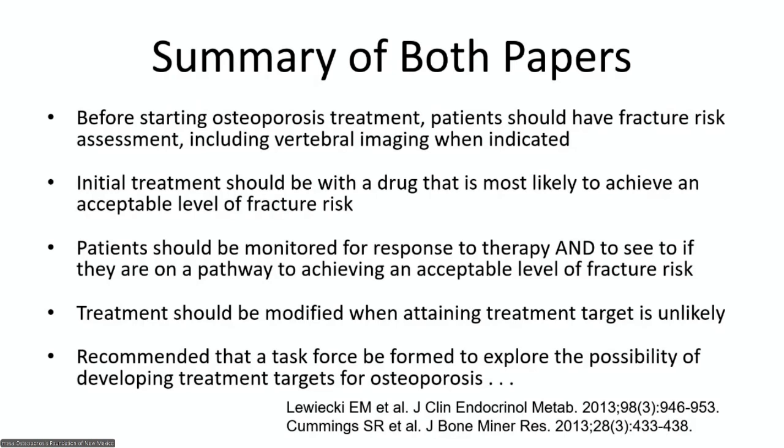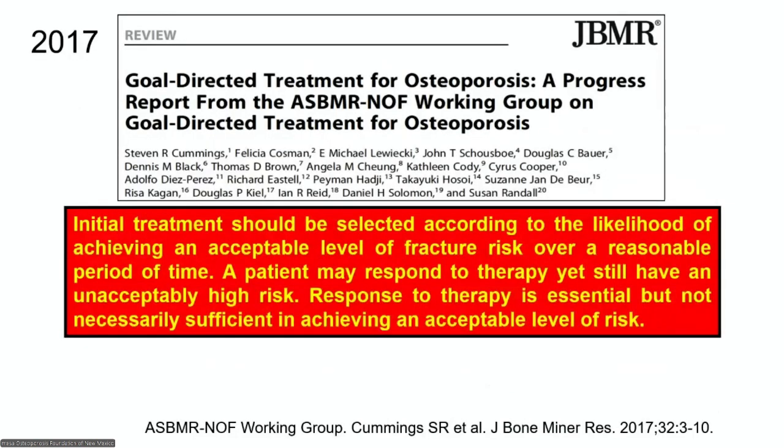And both of these publications recommended that a task force be formed to explore the possibility of developing treatment targets for osteoporosis. And a task force was formed. The task force published a report about 4 years later. This was a task force composed of people in ASBMR and NOF, now called BHOF. And the task force reiterated this concept that initial treatment should be selected according to the likelihood of achieving an acceptable level of fracture risk over a reasonable amount of time.